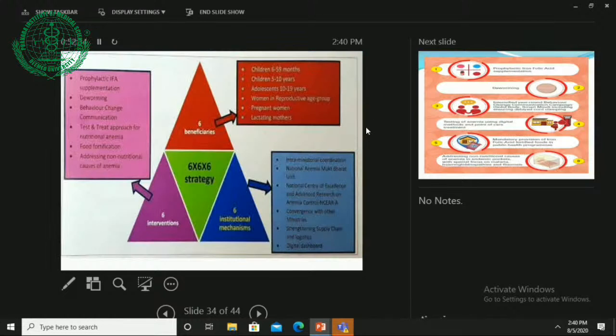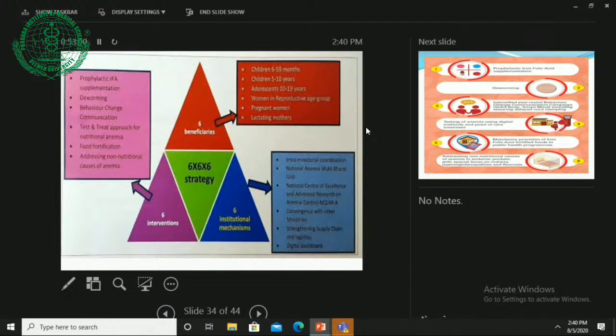Now we'll see who the beneficiaries under this program are. So 6 beneficiaries, I said. The first beneficiary is the child in the age group 6 months to 59 months. They have excluded babies below 6 months because if they are exclusively breastfed, there is no reason for them to develop anemia.